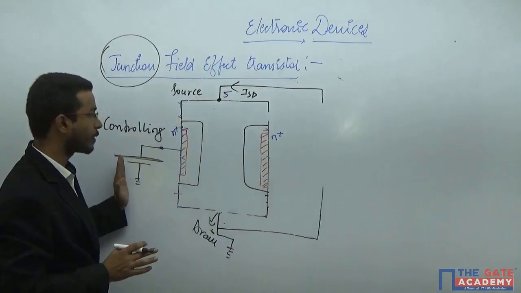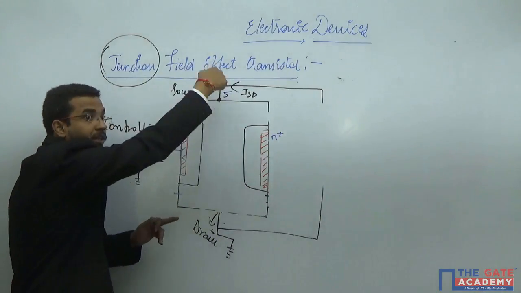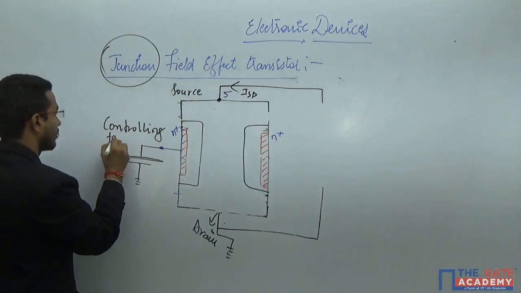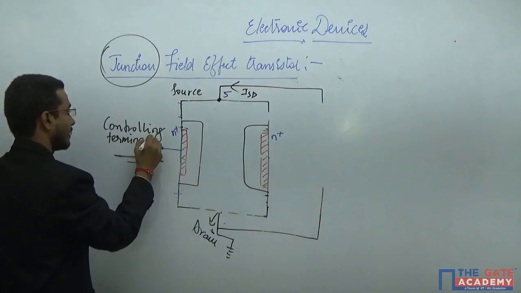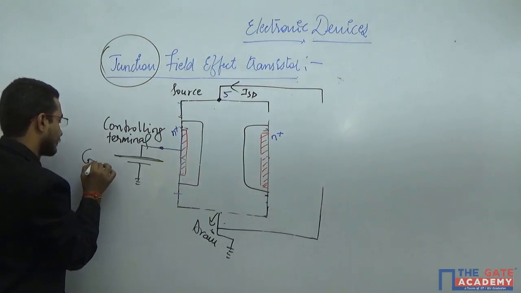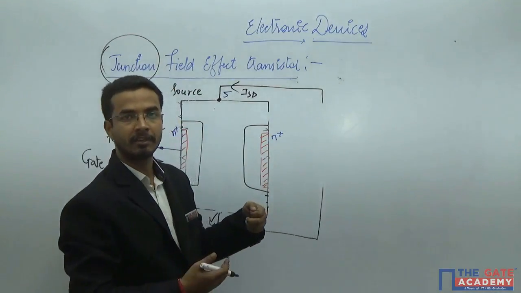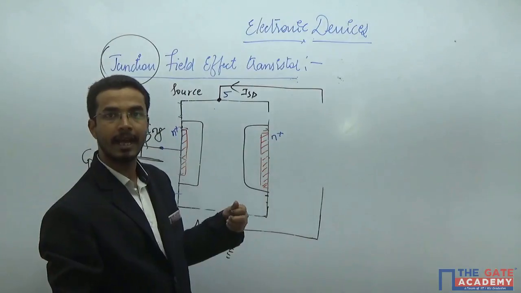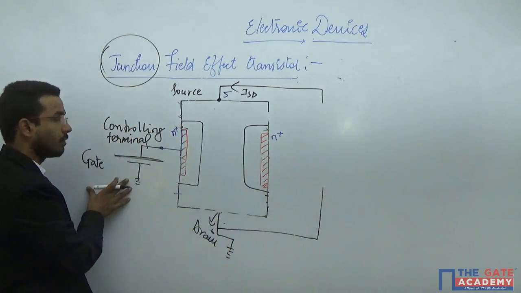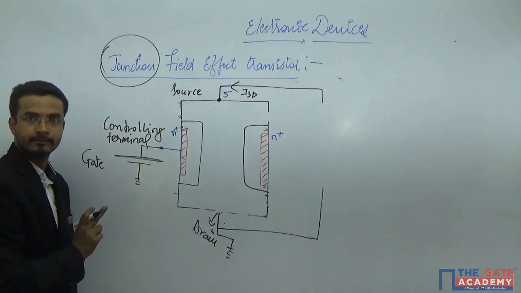It will not be responsible for the conduction from here to here, but it can control the conduction from here to here. That means the controlling terminal, and the more famous name of this is gate. Because what is a gate? A gate can control the number of persons coming from outside to inside and the number of persons going from inside to outside. That means it can control the characteristic of this particular device. This is known as the gate.